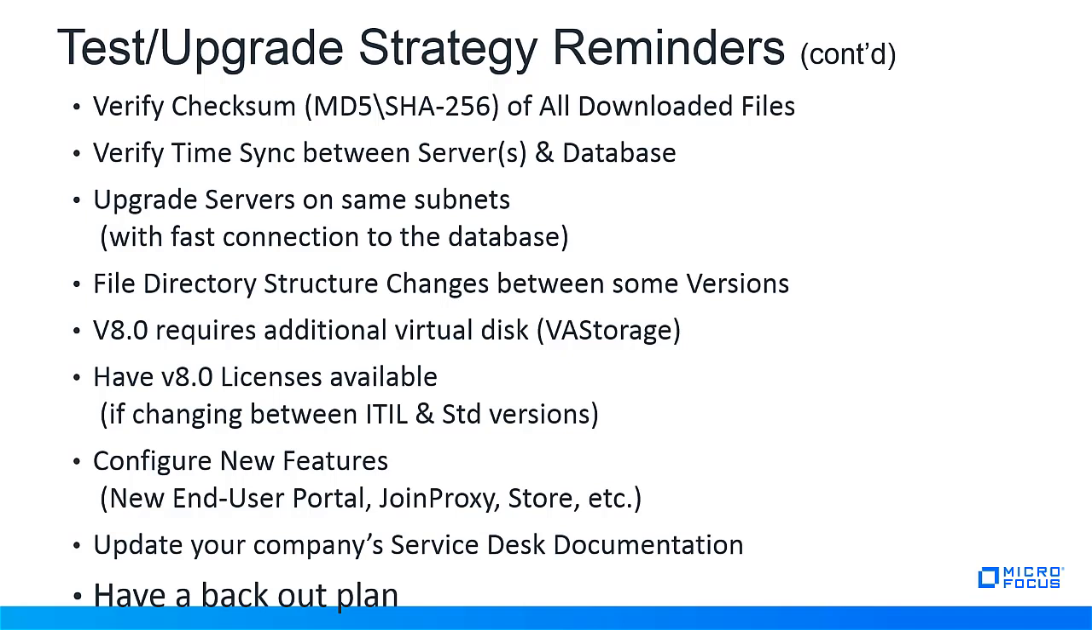File directory structures do change between some versions, and we have that documented. Version 8 requires an additional virtual storage disk that we refer to as VA storage, or virtual appliance storage. Have the version 8 licenses available if you've changed between ITIL and standard versions. Configure the new features like the new end user portal, join proxy and store, etc. Update your company's Service Desk documentation, and most importantly, have a backup plan.